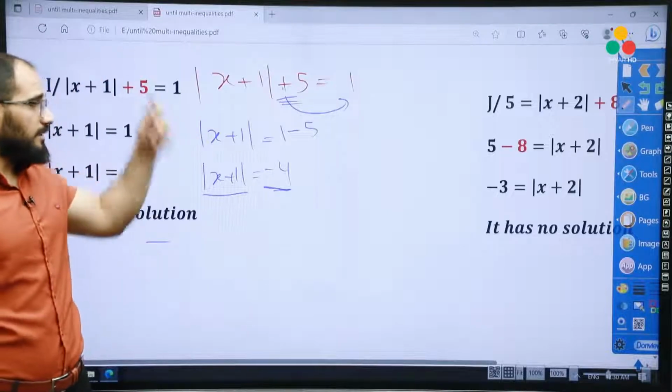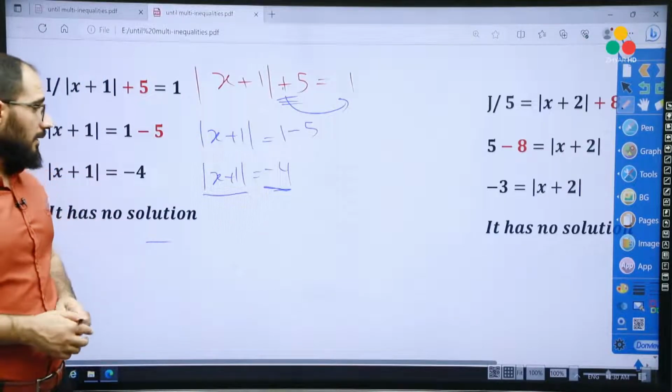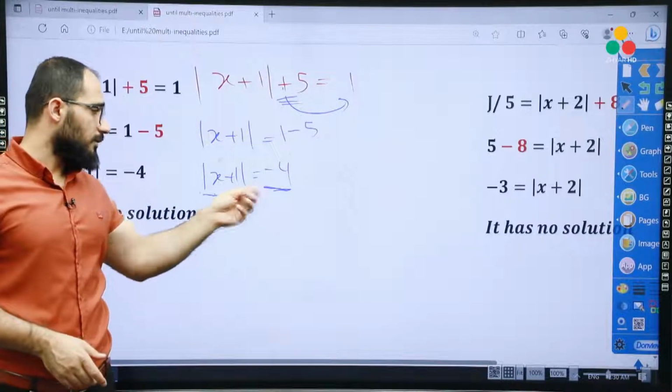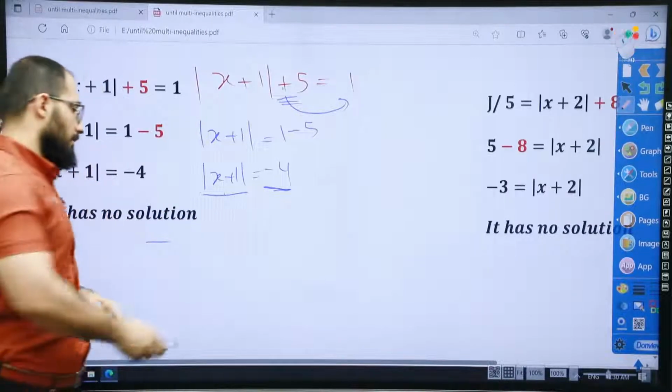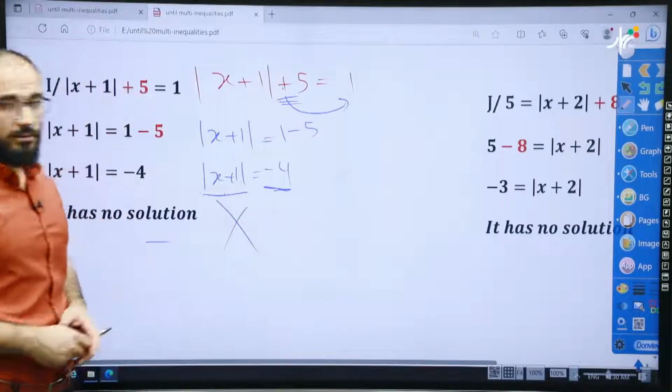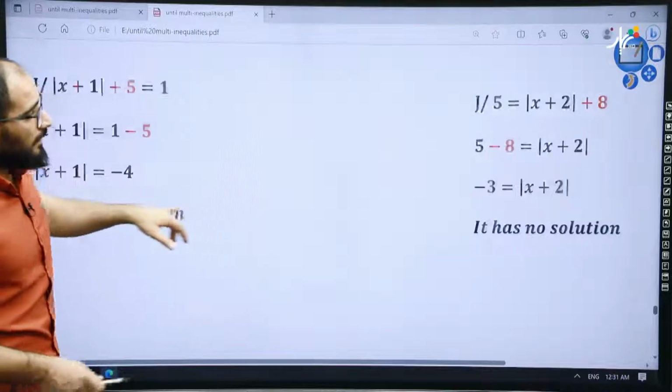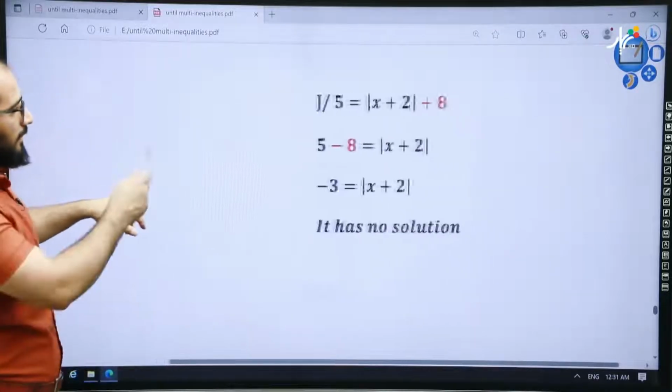If you remember, we explained in the beginning of the lesson that in the third case, if the absolute value is equal to a negative number, then it has no solution. It has no solution.